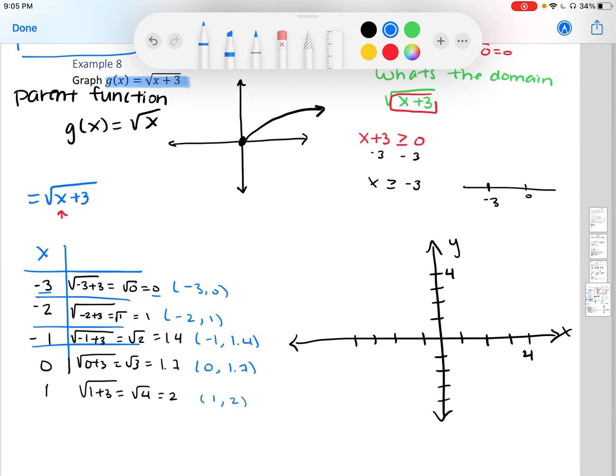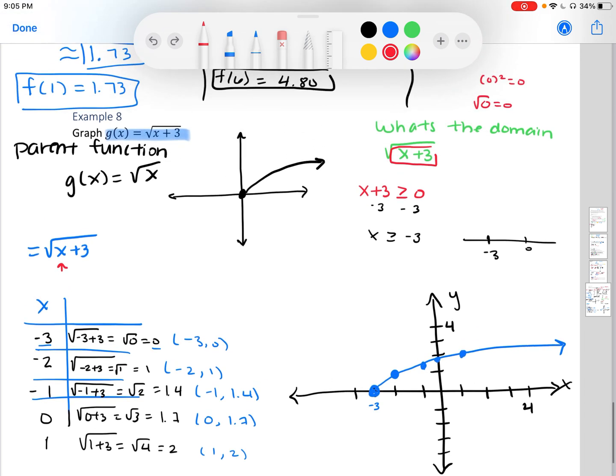All right, let's plot these points. I have negative 3, comma 0. Negative 2, comma 1. Negative 1, up 1.4, so almost 1.5. 0 and 1.7, which is almost 2, and I have 1 comma 2. We see that our graph can continue on as our x's get bigger, but it does not go any lower than negative 3. So here we have our graph, the square root of x plus 3.